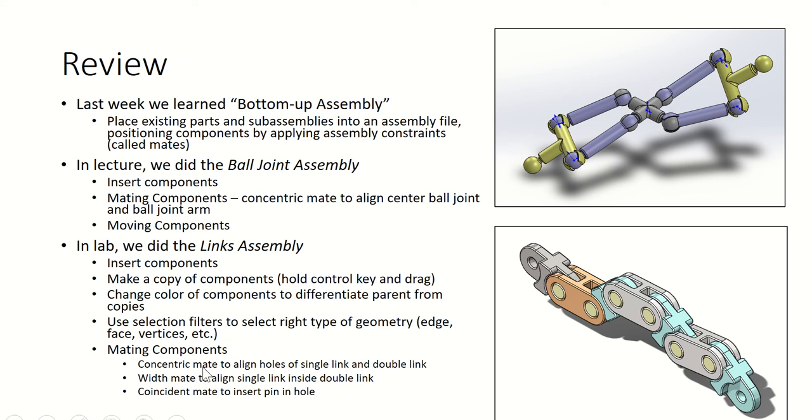And the mates that we learned were the concentric mate to align the holes of the single link to the double link. We learned the width mate to align the single link inside the double link. So here's the single link and here's the double link. To position this inside of this little gap right here, we use the width mate. And then we use a coincident mate to insert this pin into the hole.